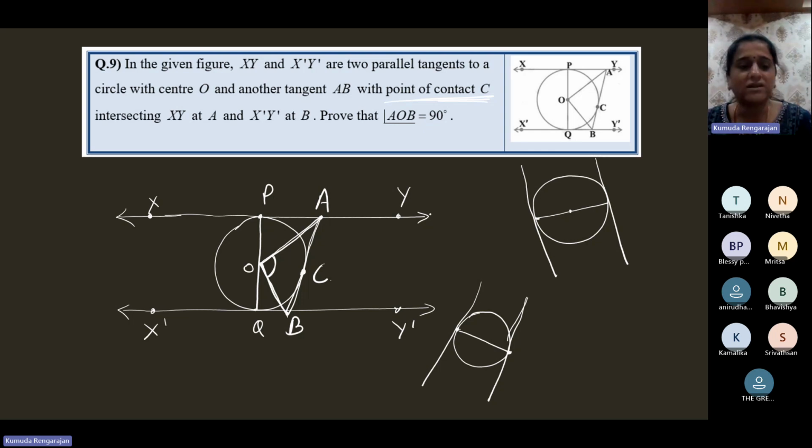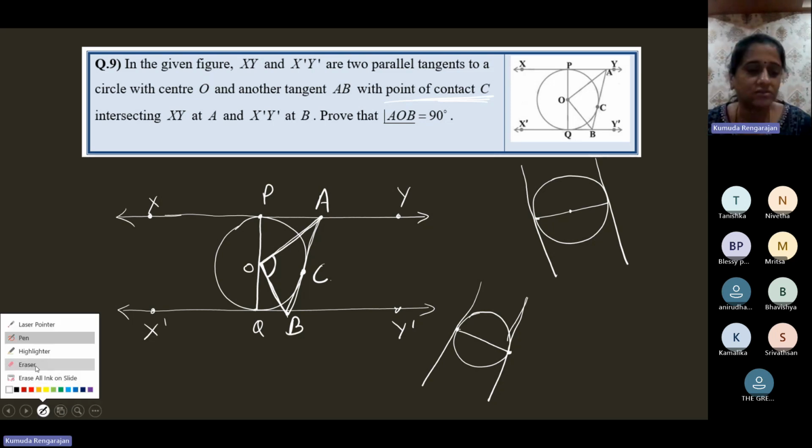So here we have two parallel tangents, XY and X'Y'. What are their points of contact? P and Q. So when you join PQ, it will pass through O because PQ has to be the diameter. We need to understand this because if the figure is not given, children, you need to draw the diagram, and in that case, when you join PQ, it should pass through O. So remember all these details.